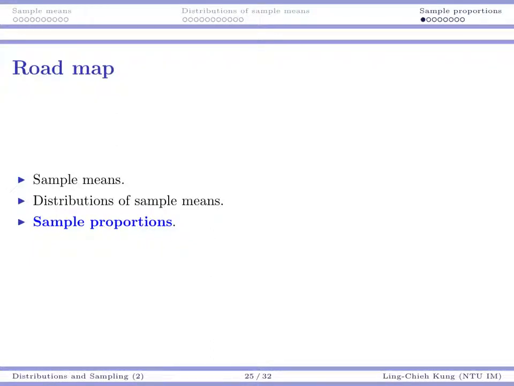Okay, so lastly, let's talk about simple proportions. We have talked about simple means, and we know that simple means has very good properties for us to say the distribution of simple means. Now sometimes we cannot apply simple means, then sometimes simple proportions can help us.